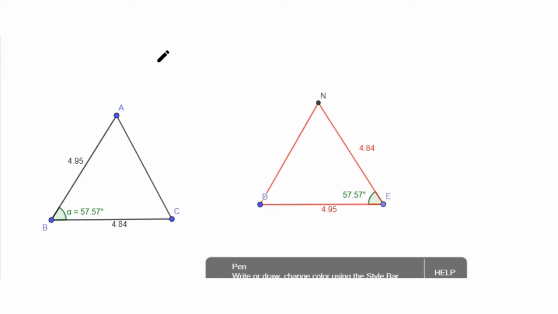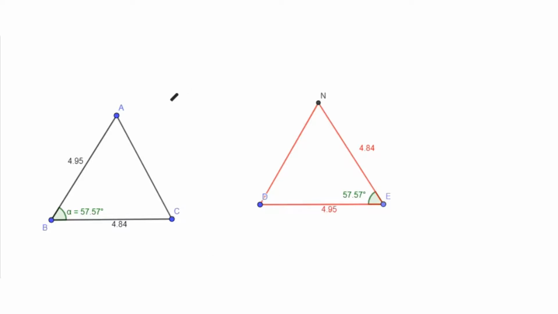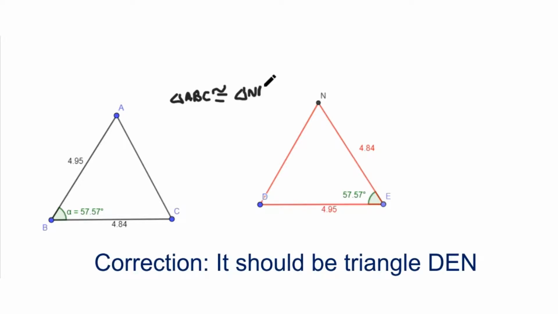That means we can say that triangle ABC is congruent to. Now we have to look at the corresponding side. So if we look at AB, 4.9 centimeters, that's the same as NE. So we can say it is congruent to triangle NE, and then we have the angle there, and BC. So here it's ED. So we can say that triangle ABC is congruent to triangle NED.